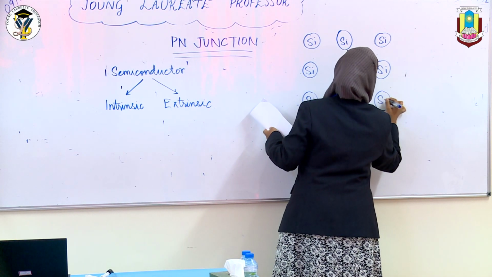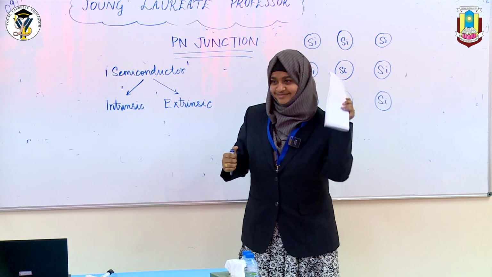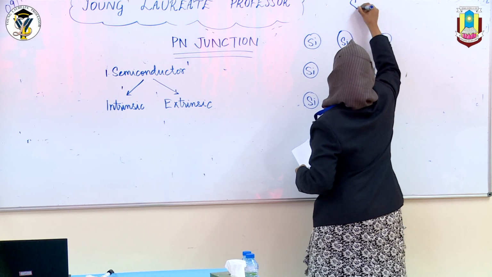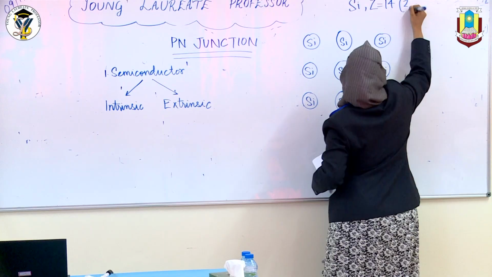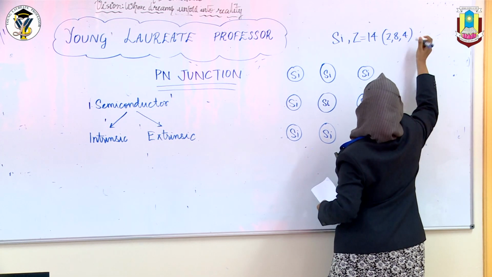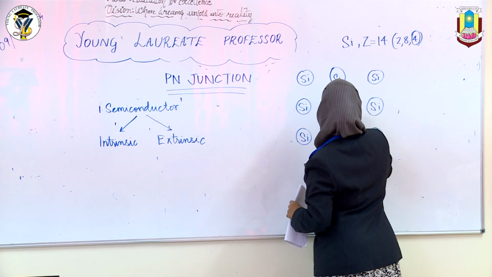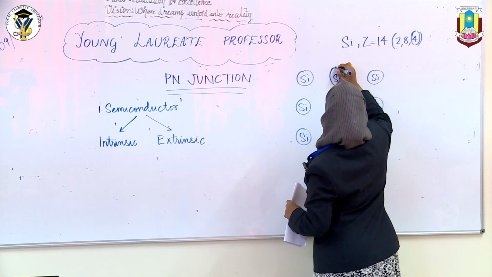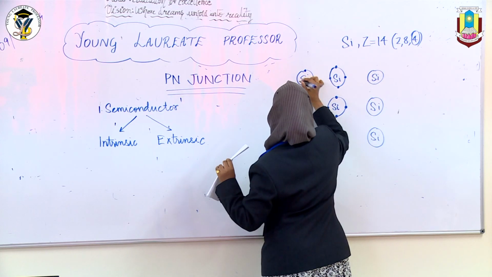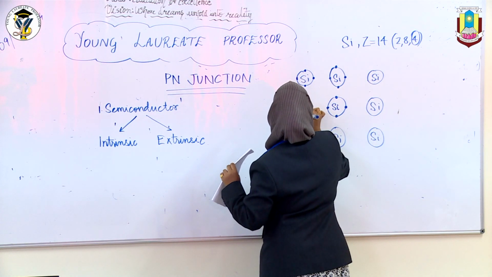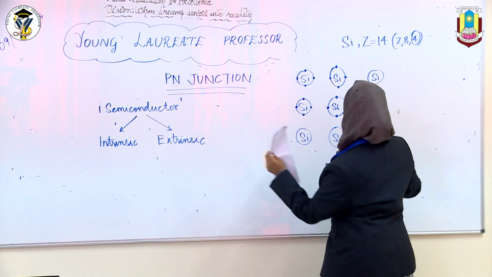Who can tell me the atomic number of silicon? 14. The atomic number of silicon is 14. So we have the electronic configuration as 2, 8, 4, which means that valence electrons are 4. So let me draw the valence electrons, 1, 2, 3 and 4. Similarly, for all silicon atoms, I will be drawing the valence electrons. There are 4 valence electrons. For now, I will just take into consideration these 4 atoms, the rest we will see later.